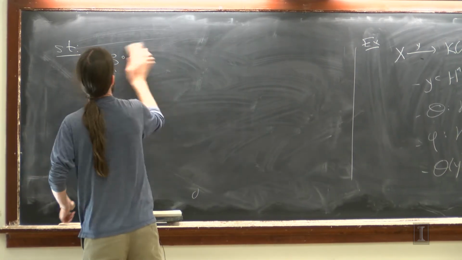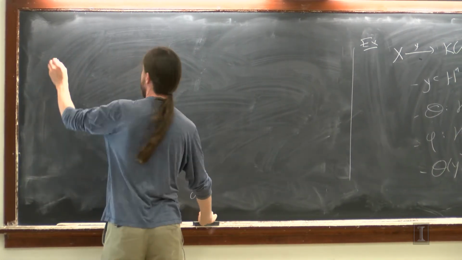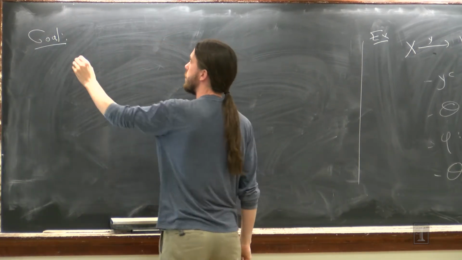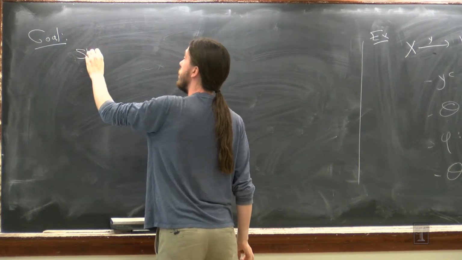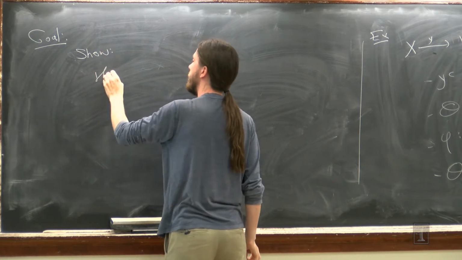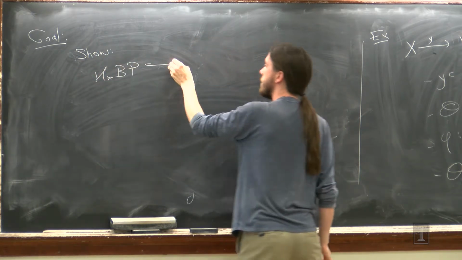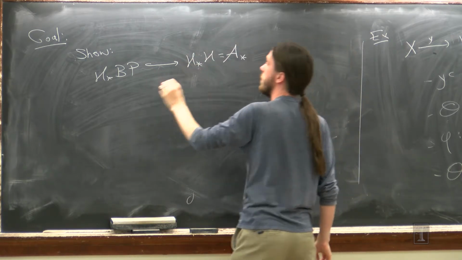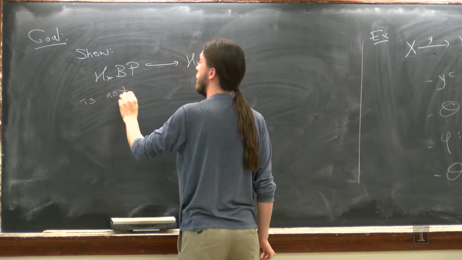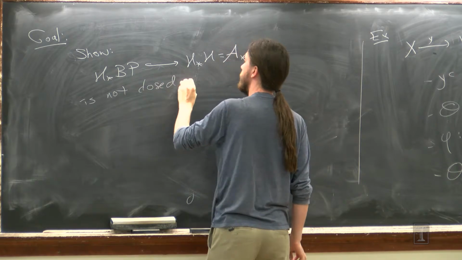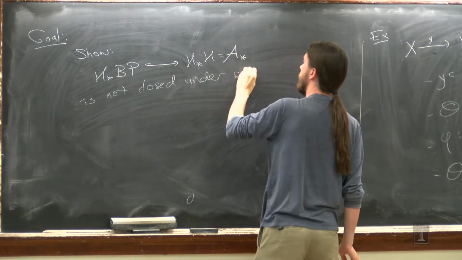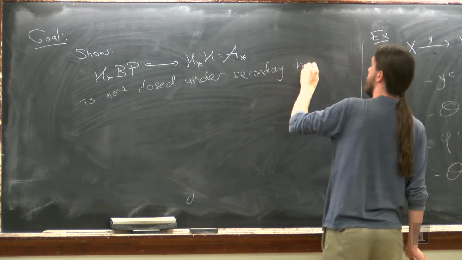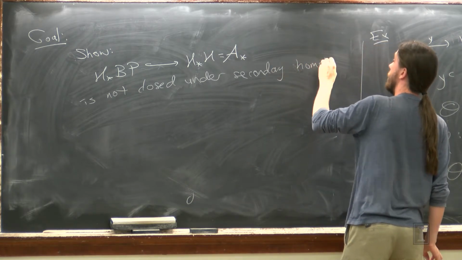Okay, great. So then our goal is the following. What we want to do is show that the homology of BP, which sits canonically inside the dual Steenrod algebra, is not closed under secondary operations, secondary homotopy operations.